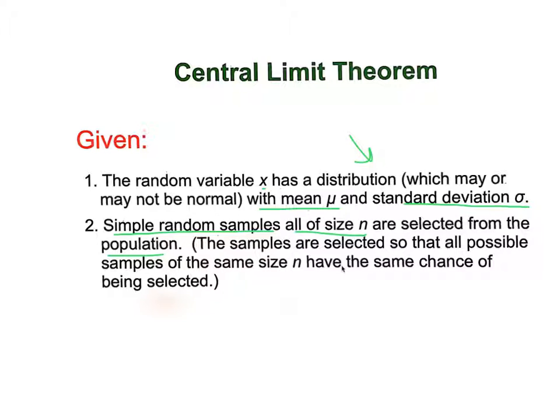Now, if you forgot what a simple random sample is, here it is right here. The samples are selected so that all possible samples of the same size have the same chance of being selected. So every single possible sample of the same size has the same chance of being selected. That's what an SRS or simple random sample is, and we talked about that a long time ago. And these are, don't forget, the mean mu and standard deviation sigma of the population.